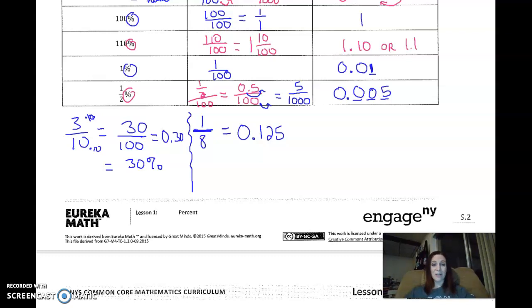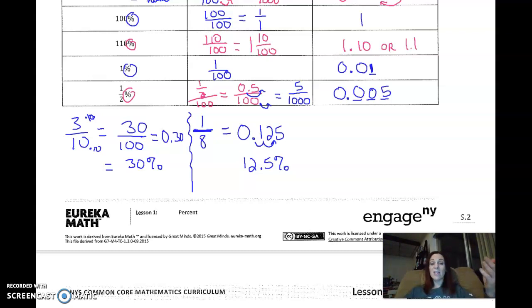So what we're actually doing is we're moving the decimal point 2 places to the right. When you go from a decimal to a percent, you move the decimal point 2 places to the right. And I'm just going to introduce you to that, and we'll spend more time later with that. That's just how you change decimals into percents.